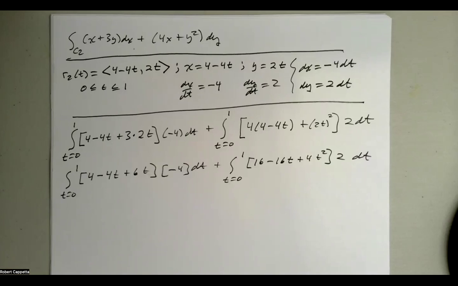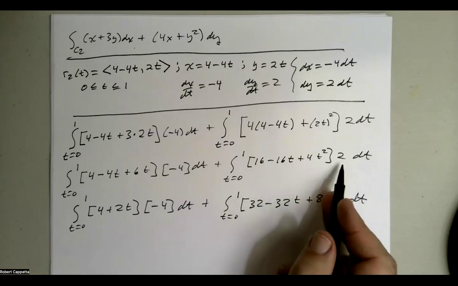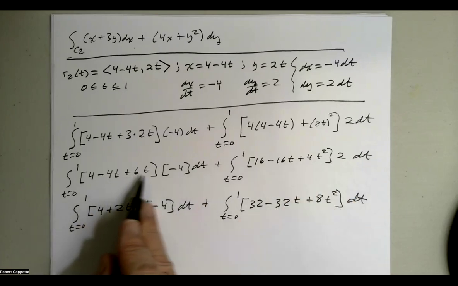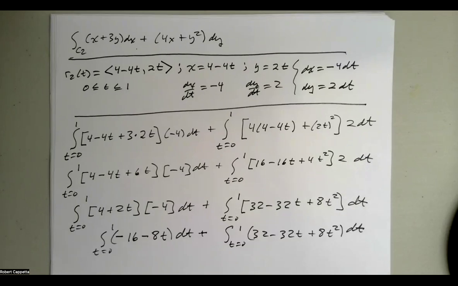So here is the first simplification. Let's continue with that process. Here is the next simplification, in terms of multiplying in the 2 here, and 6t - 4t is 2t, and then one more simplification. Now let's feed these integrals to technology and see what we get.